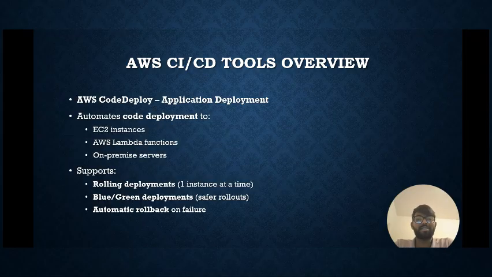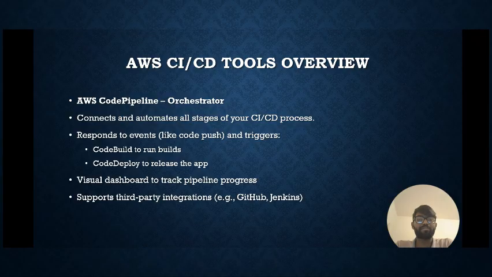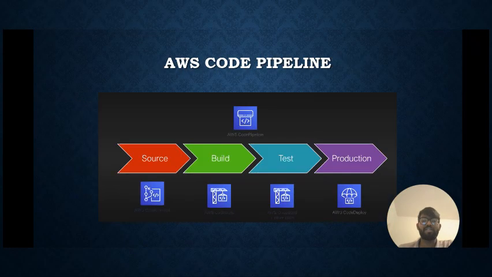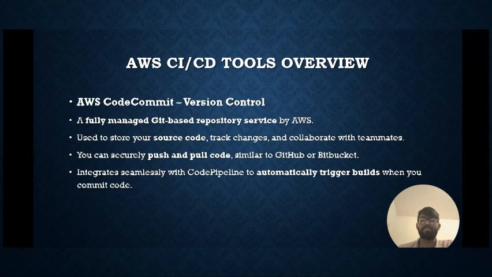And then CodeDeploy, which is for application deployment. It supports EC2 instances, AWS Lambda functions, and on-premises servers. It supports rolling deployments and blue/green deployments, and automatically rolls back on failure. And then it goes to CodePipeline, which we saw as deployment and production.